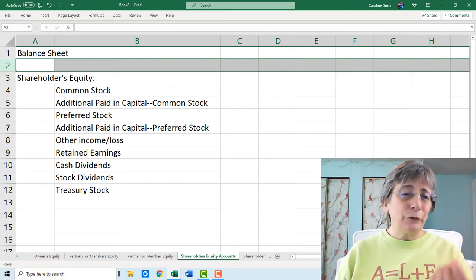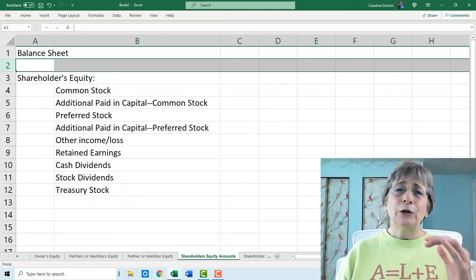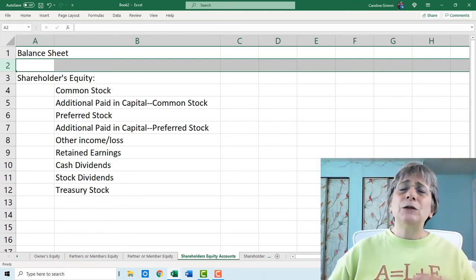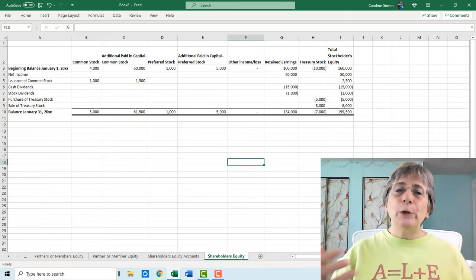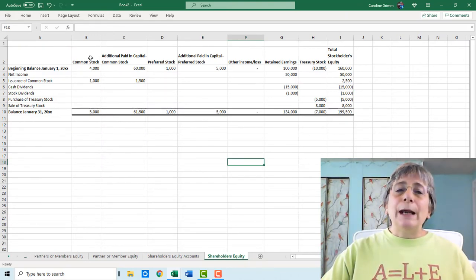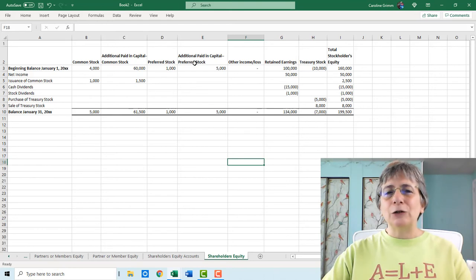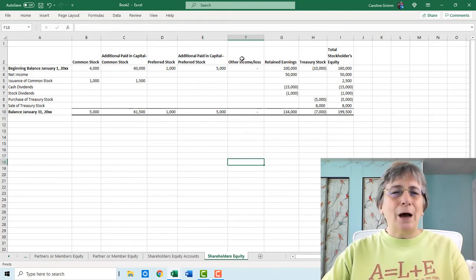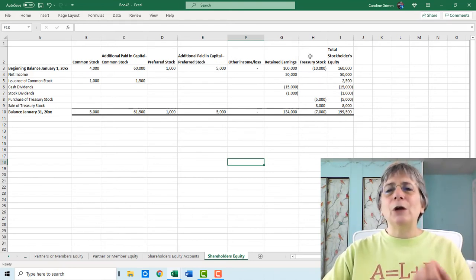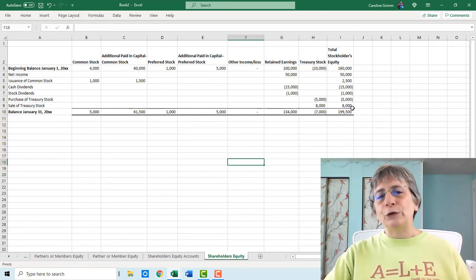Now, because we have so many different accounts and each one of those accounts can change during a month or a year, we need to keep track of those changes. And we could do something that looks kind of like this. So here are our different categories, our different accounts. We've got common stock, additional paid-in capital, preferred stock, additional paid-in capital, preferred stock, other income or loss, retained earnings, our treasury stock, and then a totals column for all of those different pieces.